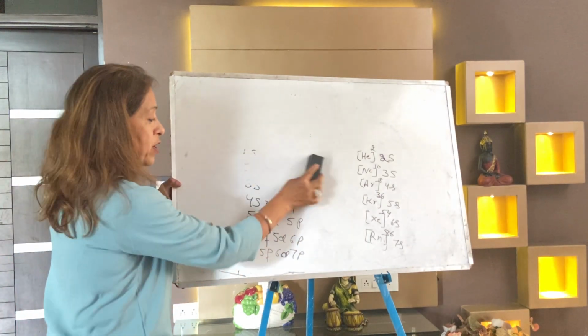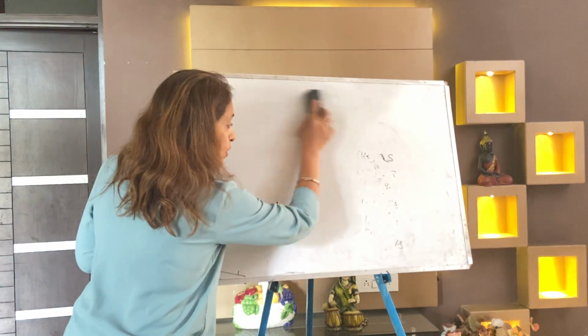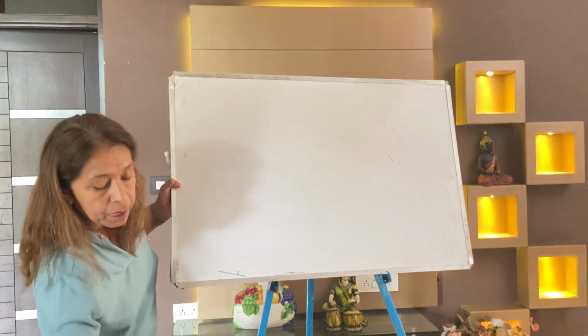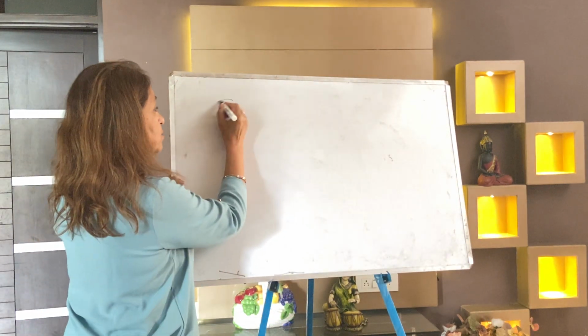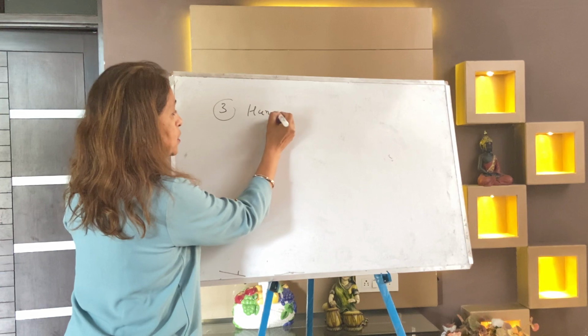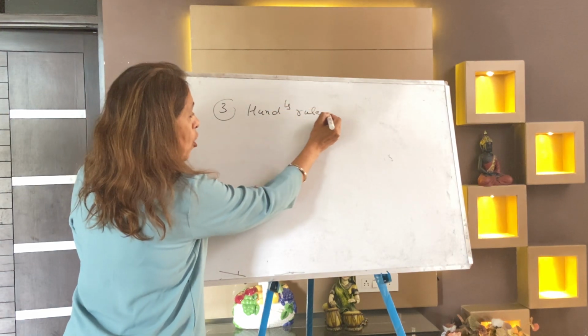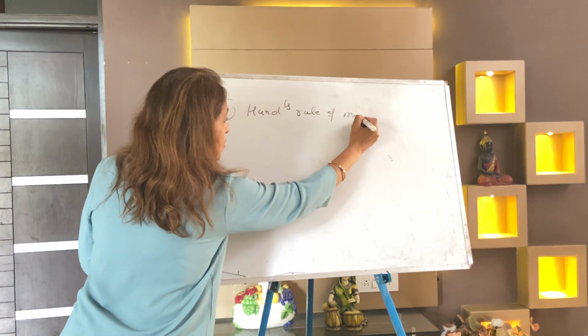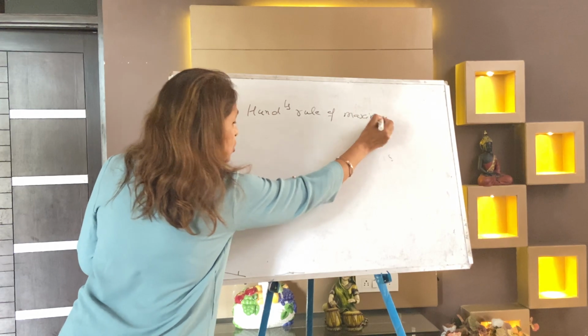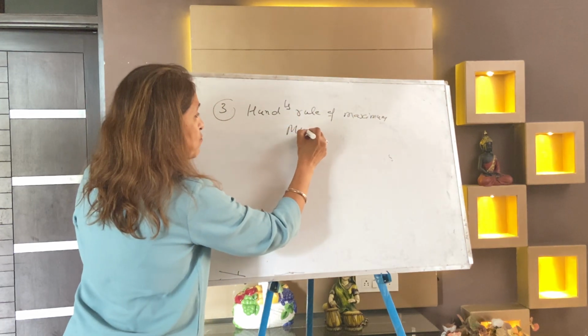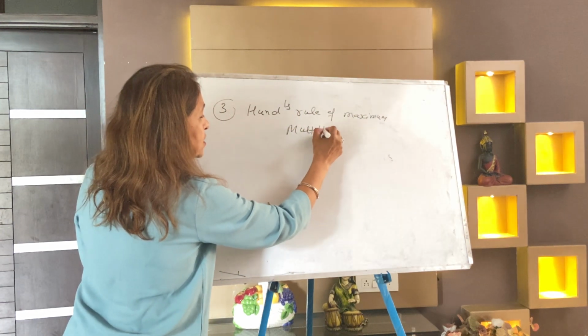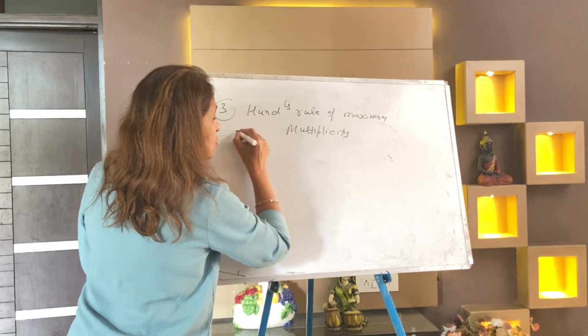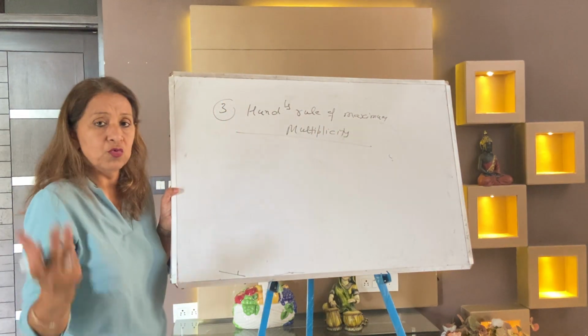Now this is your Pauli's principle and Aufbau. Aufbau is the main principle. The third is Hund's rule. It's Hund's rule of maximum multiplicity. You can call it just Hund's rule. Just a very simple name is Hund's rule.